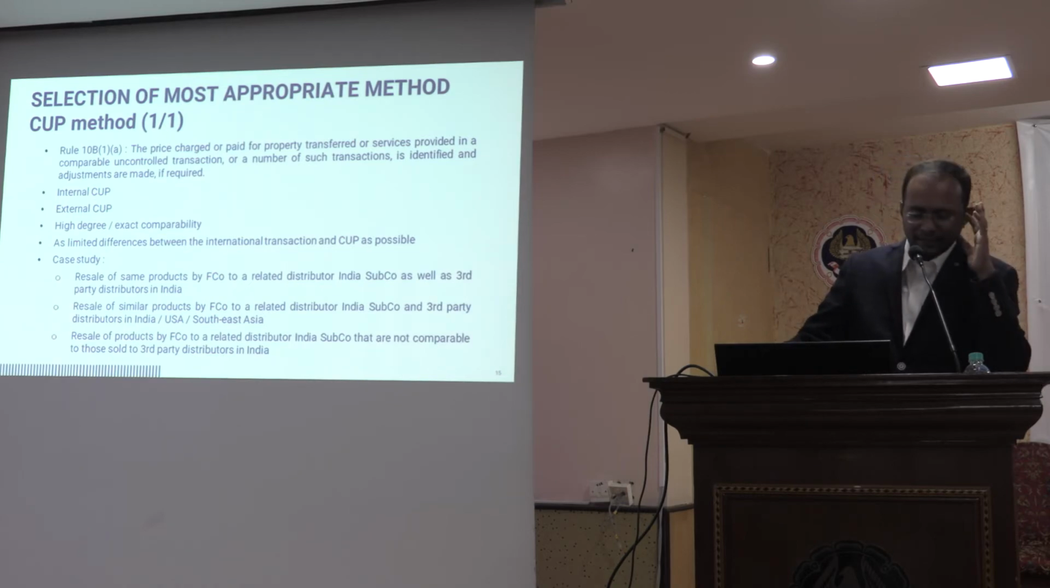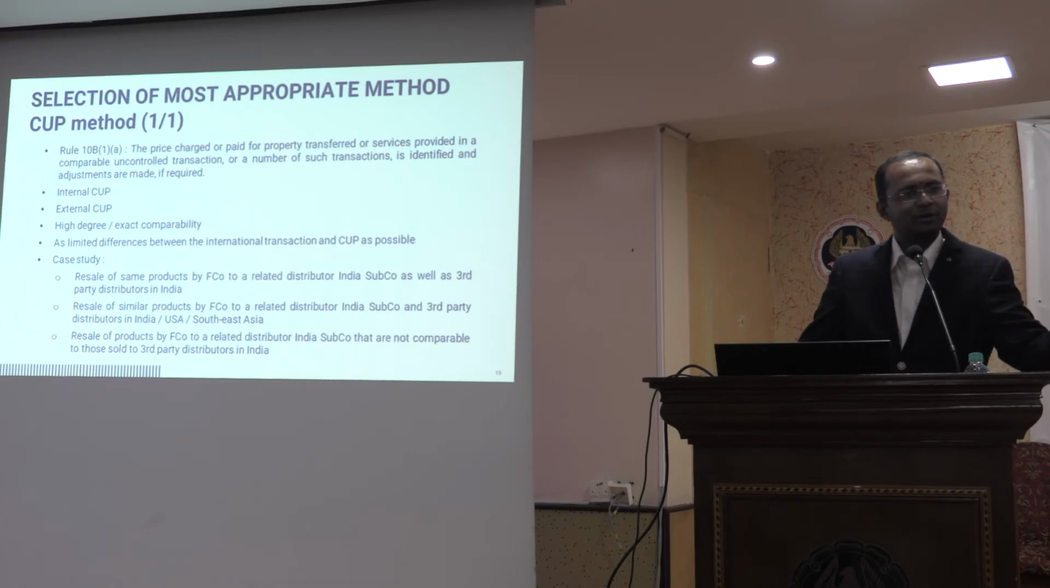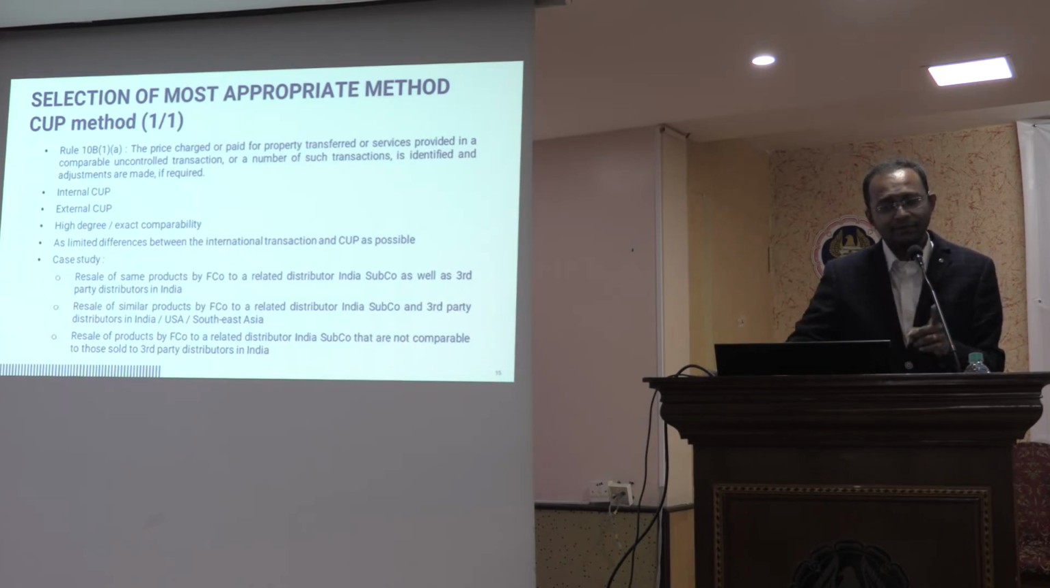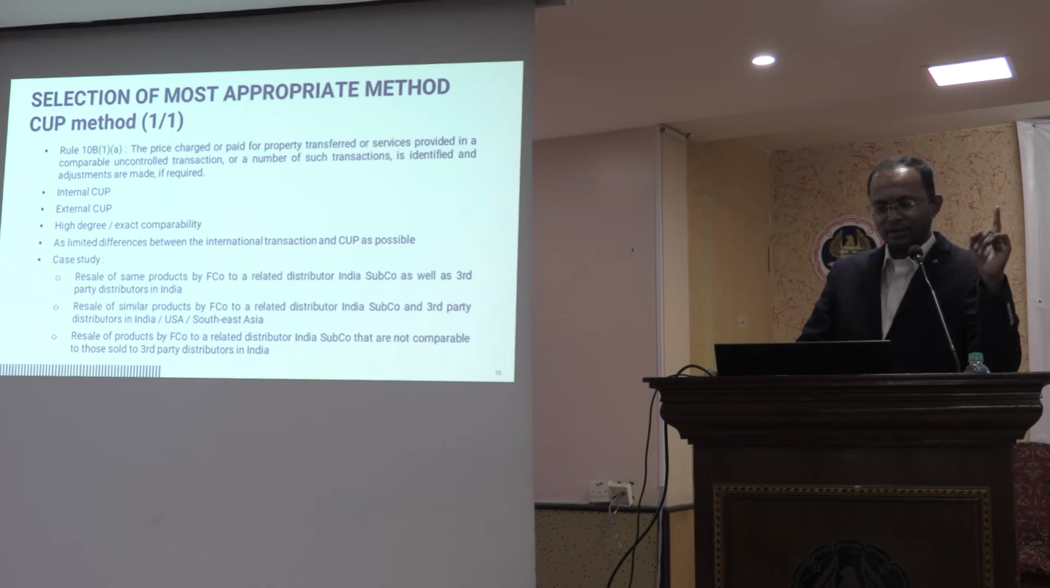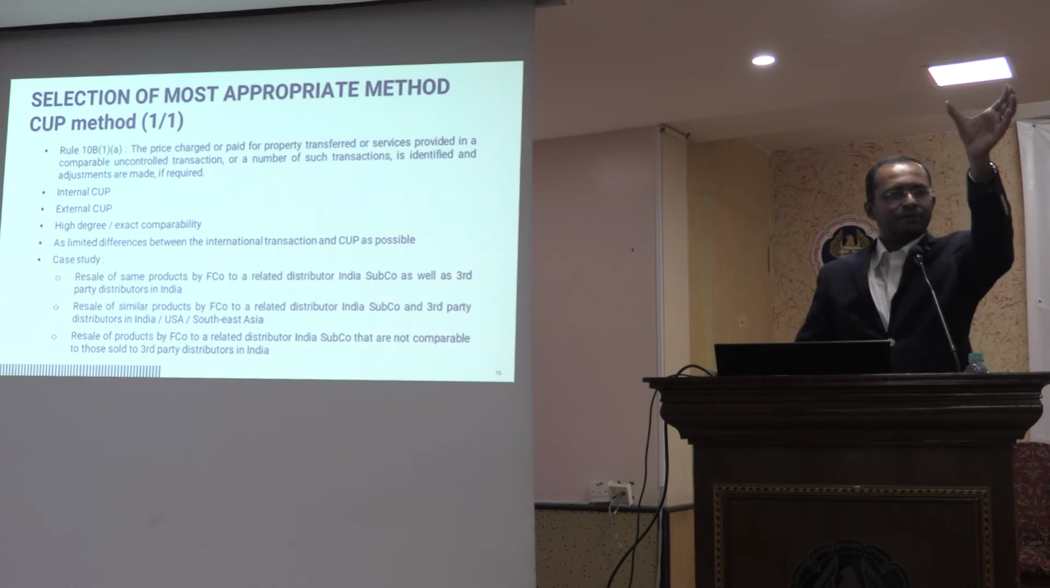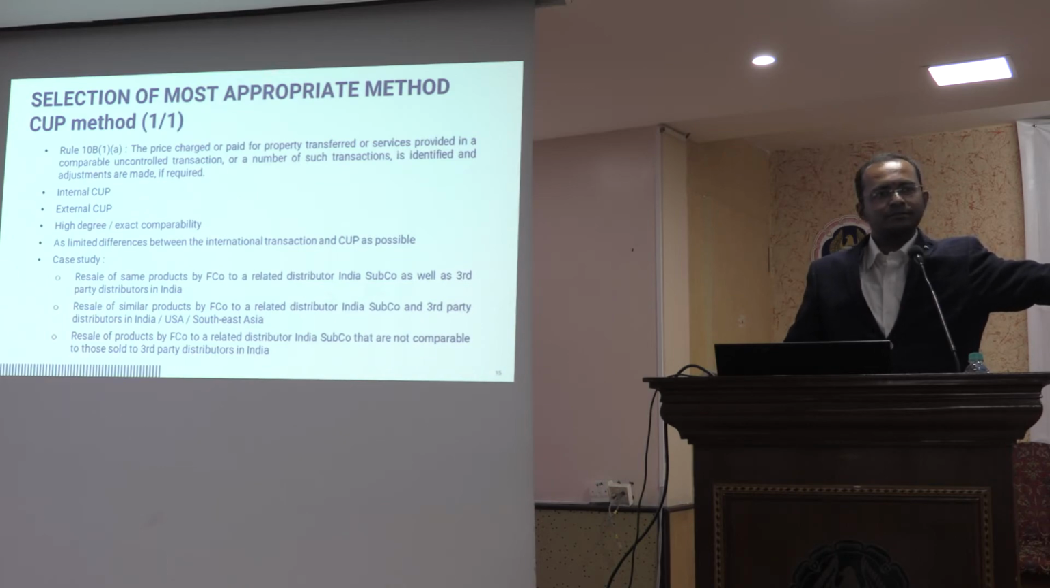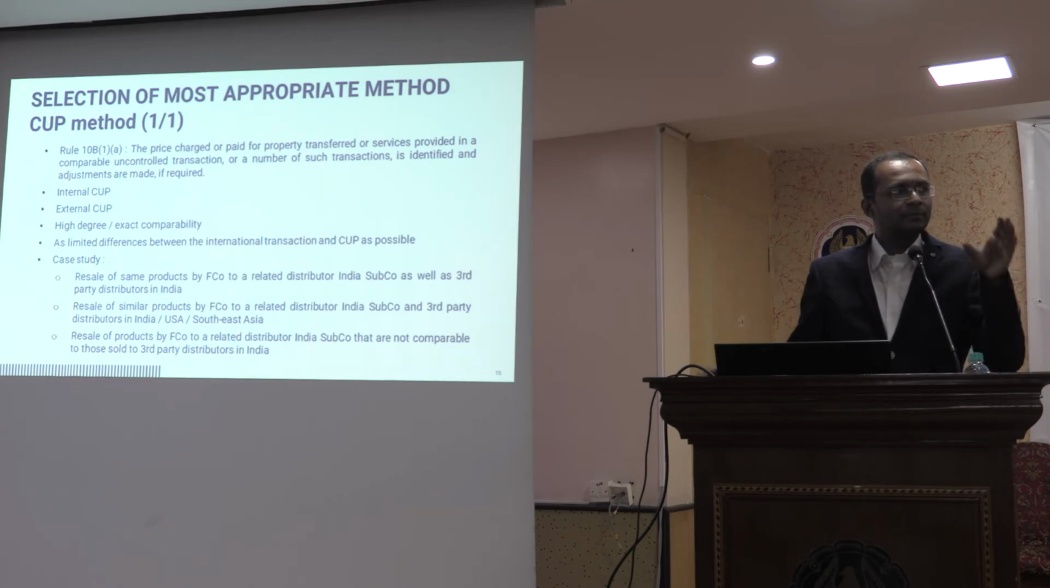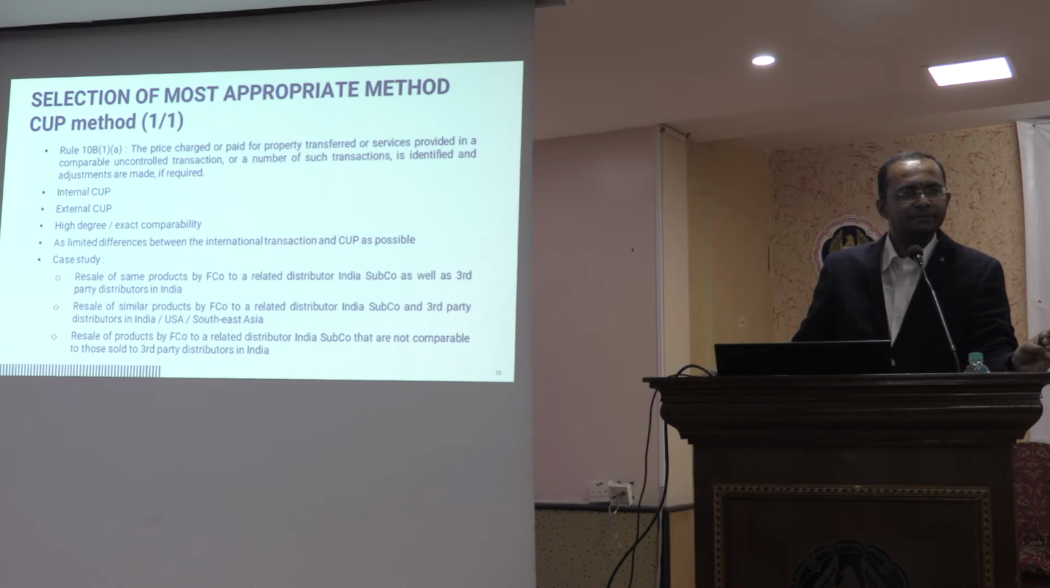Alright, and so typically the CUP is fairly simple to understand. If we have a comparable uncontrolled price with a third party, it's good. So a good case study is resale of same products by FCO to a related distributor, India Subco, as well as third party distributors in India. So the parent company is selling products to the Indian company, it's also selling the same products to third party distributors. Comparable volumes, and please bear the word same. 100% product comparability should be there. Right? Then CUP is a good method.